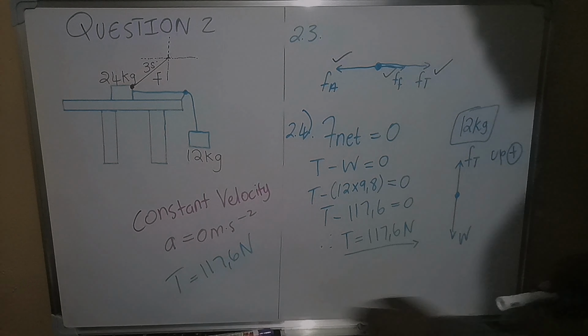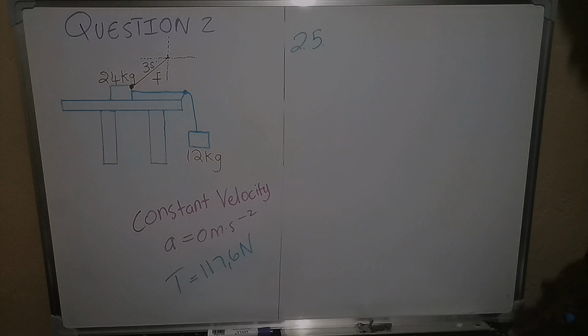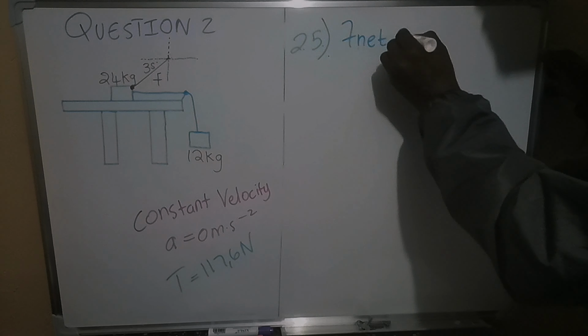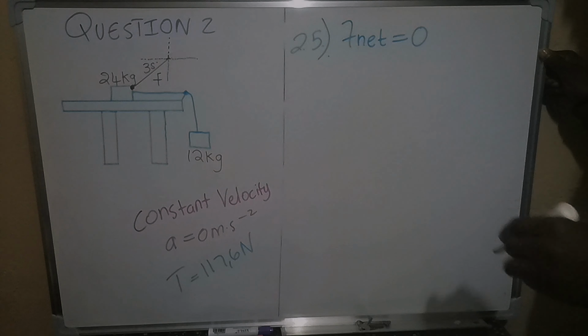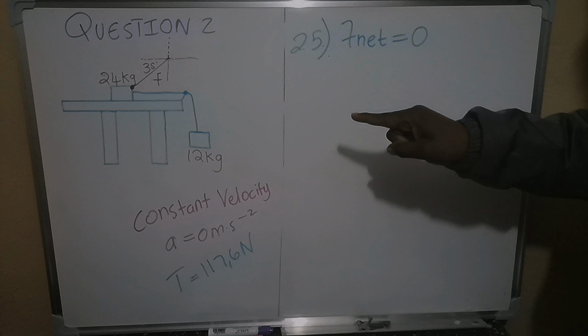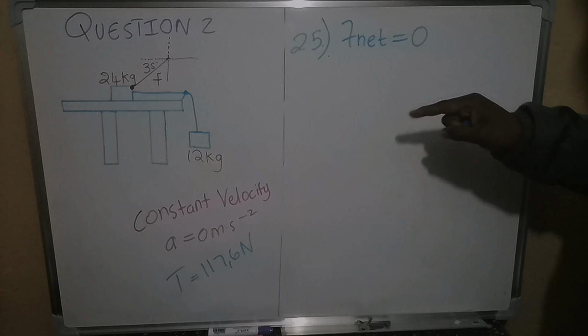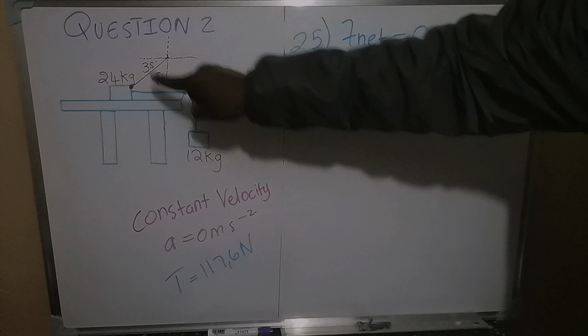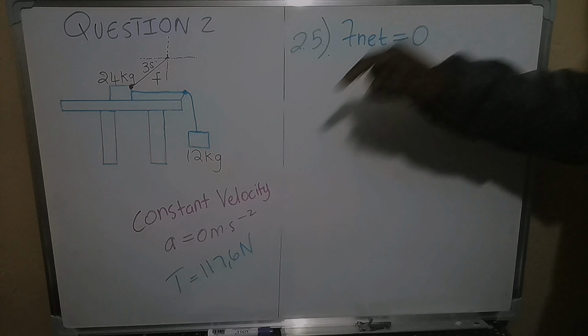Now 2.5 says calculate the magnitude of the force F. Now, what is the magnitude of this force? Remember we said that if you want the magnitude of any force acting on the block, you need to use Fnet, and we know that Fnet is equal to 0. Now what are the forces acting? Where do we find the force applied? We find force applied on the 24 kg block.